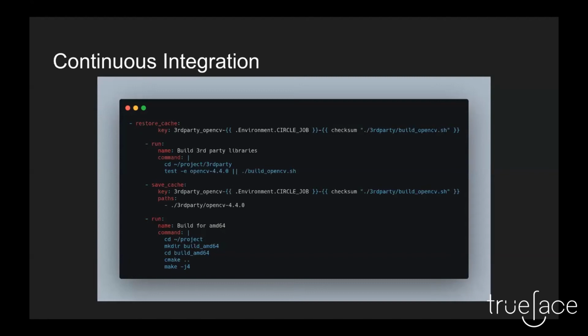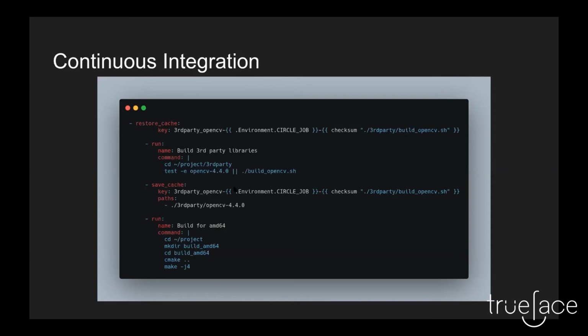What's also cool is that if we're intelligent, we can use caching to significantly reduce our build times. For example, in the YAML shown on the screen, when we build our OpenCV build, we actually cache the build based on the hash of the build script. Then on the subsequent build, we can see if the hash of the build script has changed, and if it hasn't, that means nothing has changed, and we can use the OpenCV library that we previously built and cached, and that'll save us valuable time.